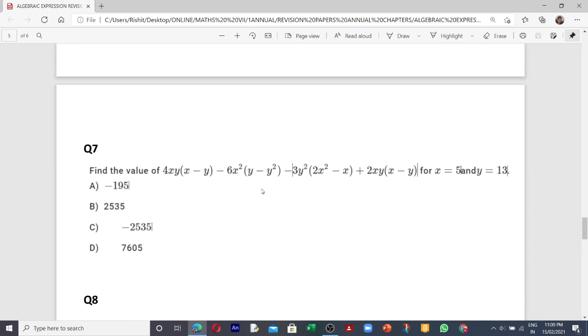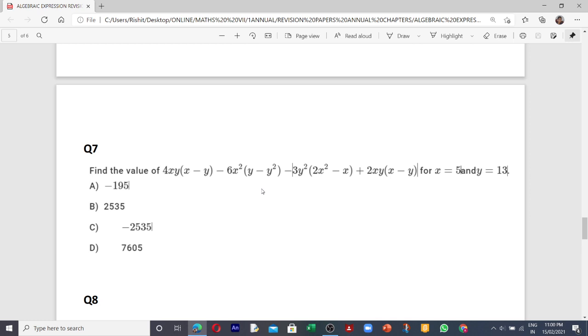Find the value of. And here you have to multiply. After multiplying, you have to substitute the value of x as 5 and y as 13. 4xy in a bracket x minus y. Then minus 6x square in a bracket y minus y square. Then minus 3y square. 2x square minus x. This is in bracket, so you have to multiply it with the value which is outside the bracket.